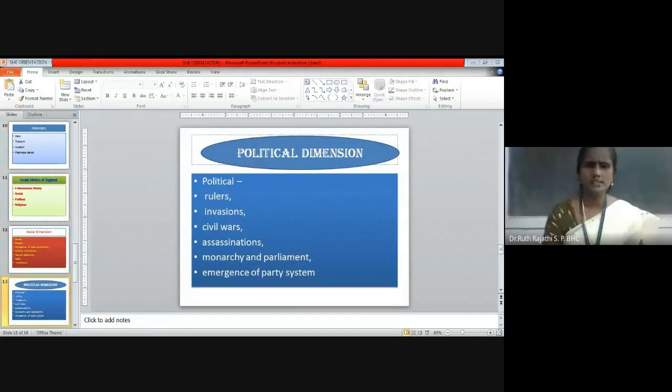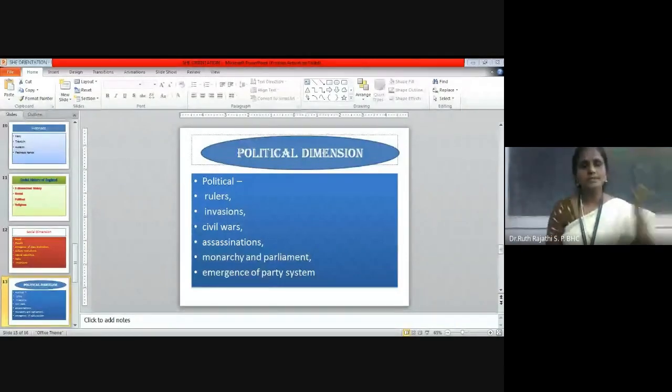And the next is about assassinations. When great leaders are murdered, when they are killed, it is called assassination, right? We don't say it's a murder, we say assassination. For example, Abraham Lincoln was assassinated. In that way, when you read the politics, some kings and some rulers got assassinated. So this is how it is.